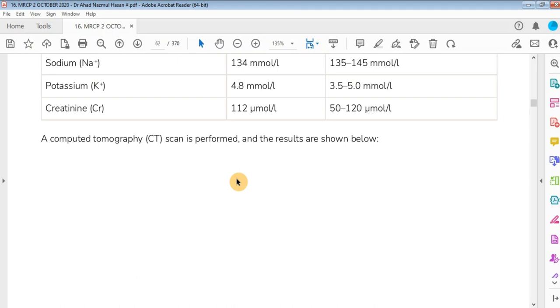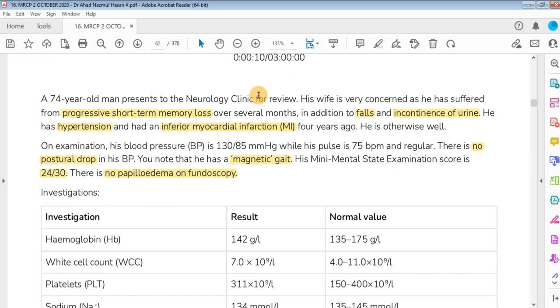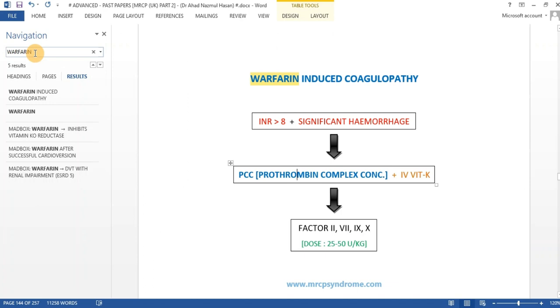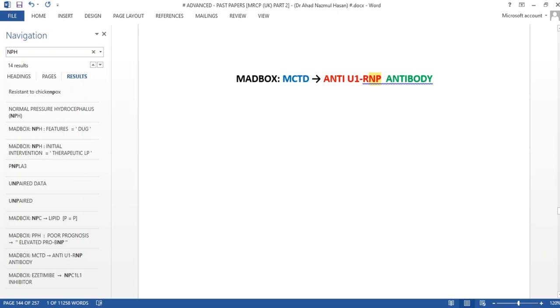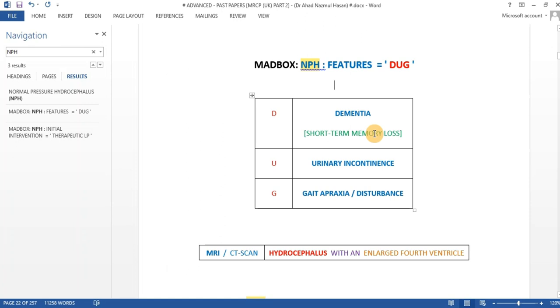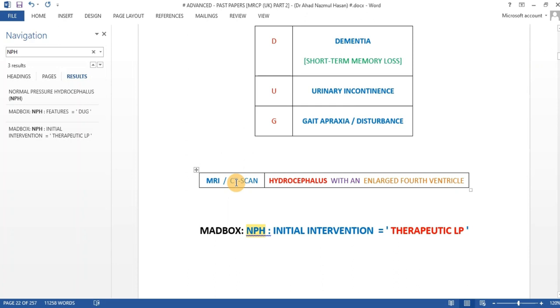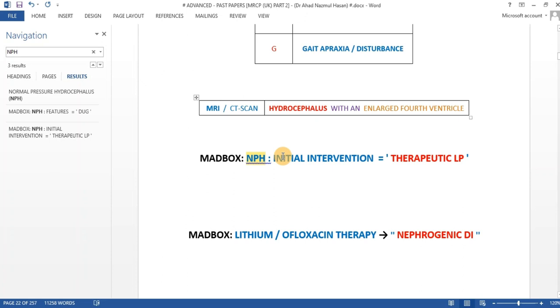And if we look at it, this patient has come up with the triad of dementia, urinary incontinence, and gait disturbance. So what should be the most likely? NPH. Yes, this is a case of normal pressure hydrocephalus. So patient will have the features of dementia, short-term memory loss, urinary incontinence, gait apraxia disturbance, and MRI or CT scan will show the hydrocephalus with an enlarged ventricle, and this should be out of keeping with the degree of the sulcal atrophy. And initial intervention should be the therapeutic lumbar puncture.